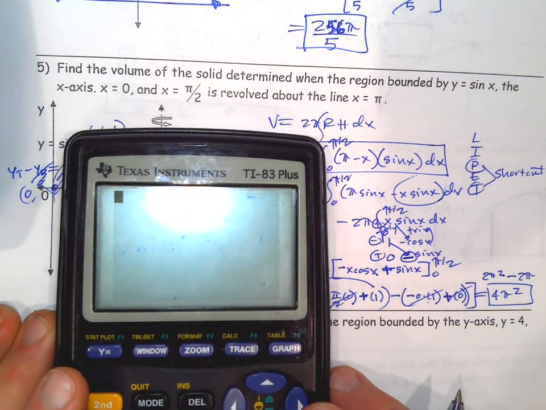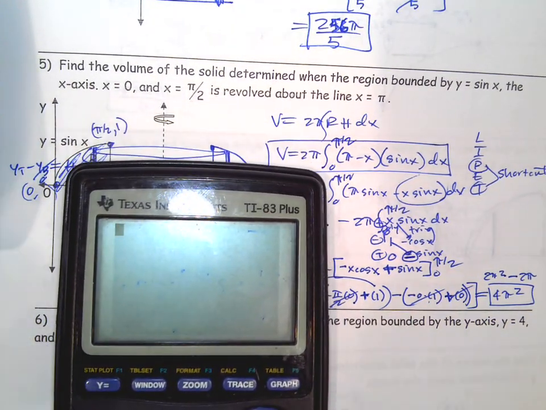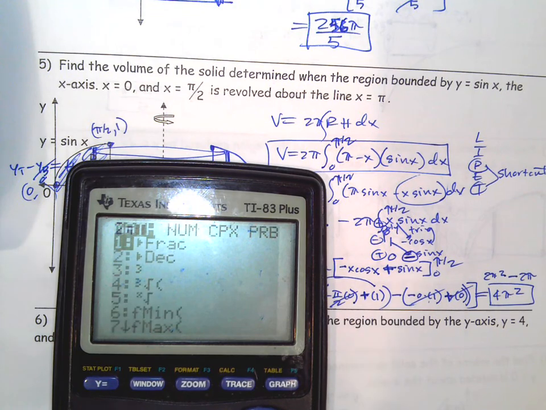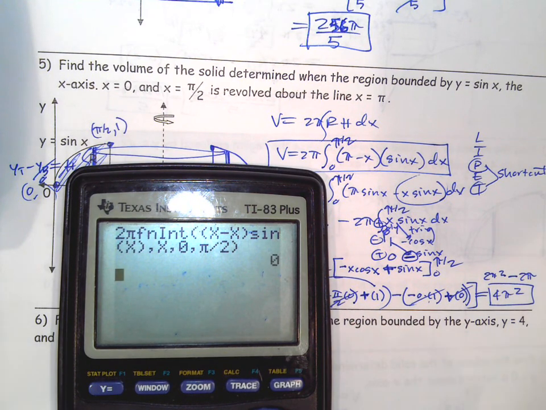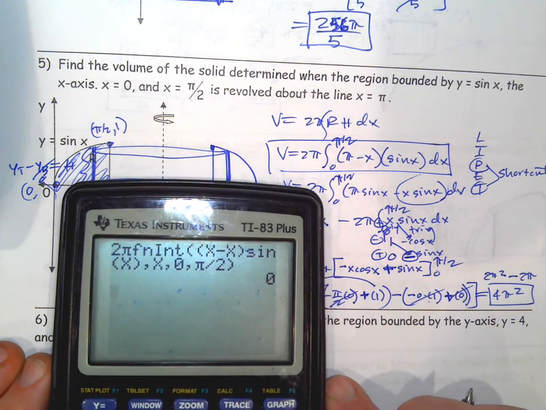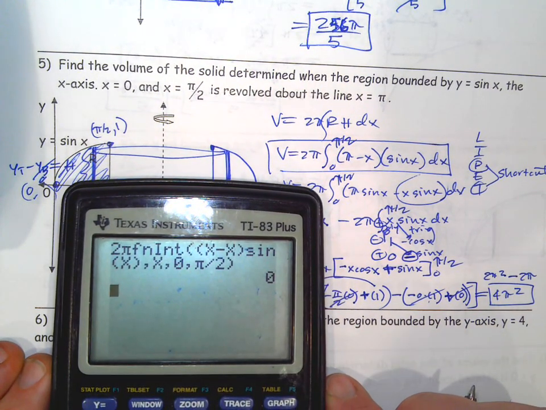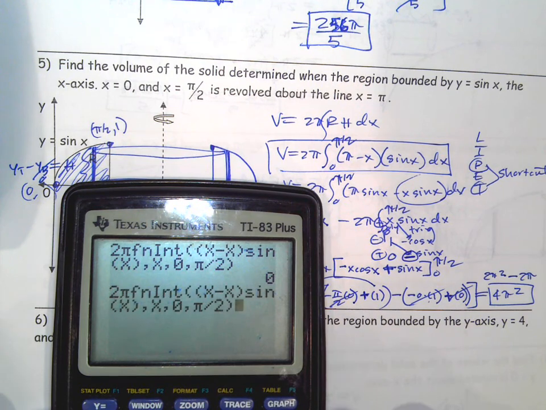Let's integrate it on a calculator. 2 pi, math 9, parentheses, pi minus x, close, sine x, close, comma x, comma 0, comma pi over 2. What? Okay, something's, oh, that should be a pi. Try again. That's negative, which is clearly wrong.